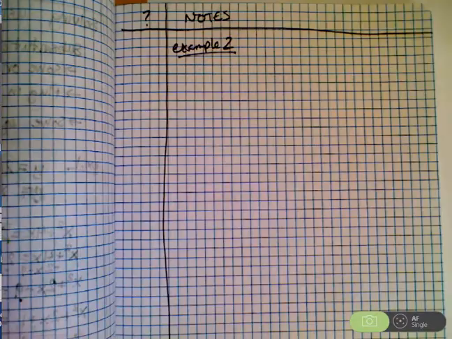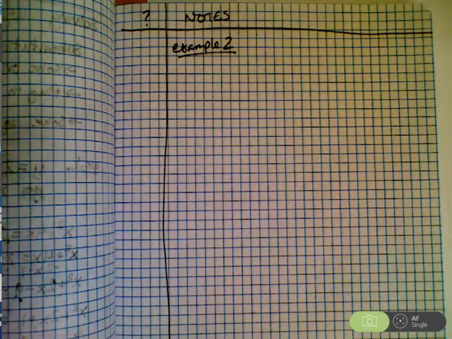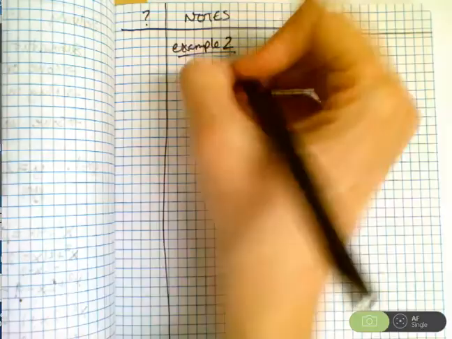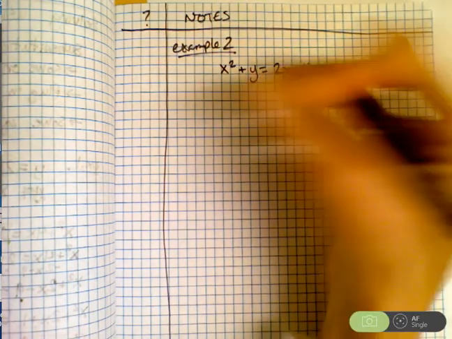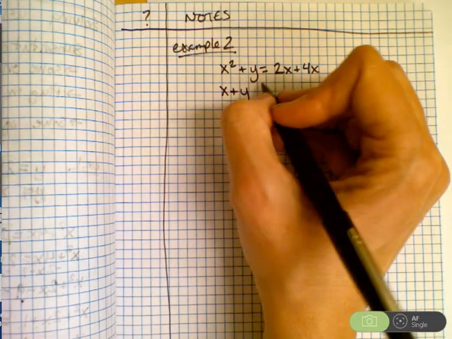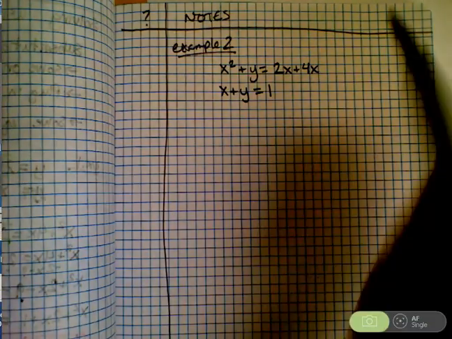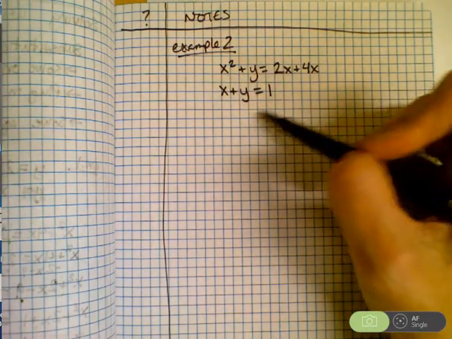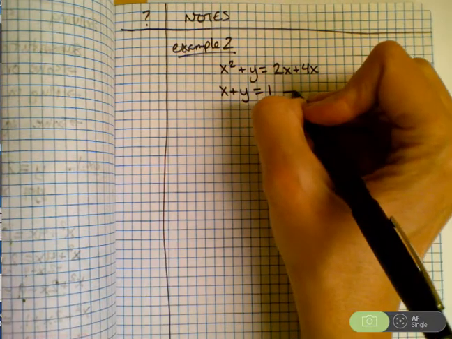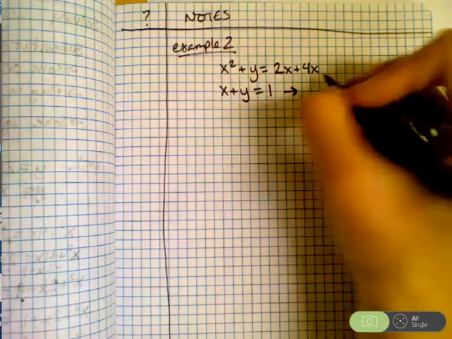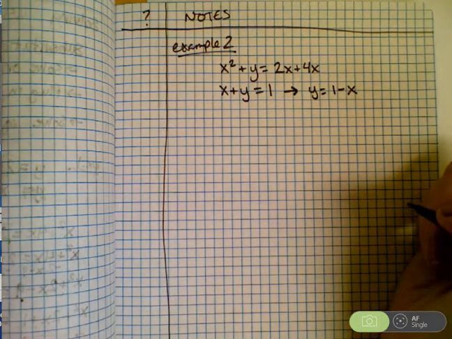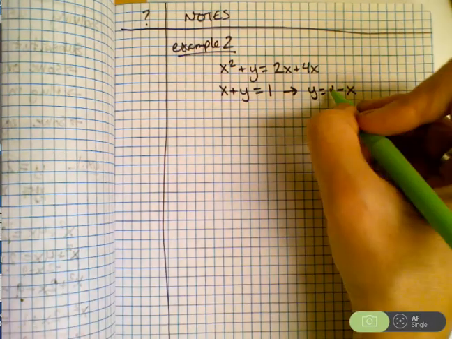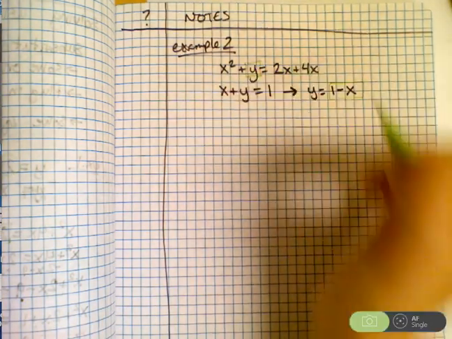Example 2. Let's use x squared plus y equals 2x plus 4, and x plus y equals 1. When I look at these two, notice neither one of them is solved for y. But if I look at the second equation, it's pretty easy to see that if I subtract x over onto the other side, I will have that solved for y. So again, I'm going to use the substitution method. I'm going to take this and put it where the y was.